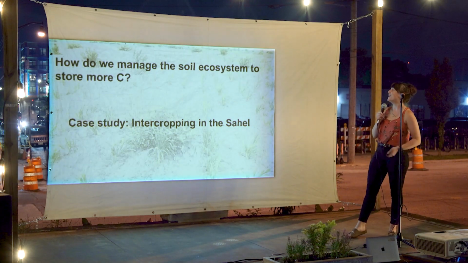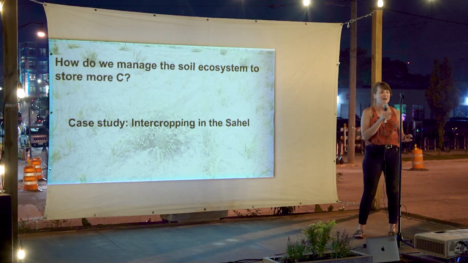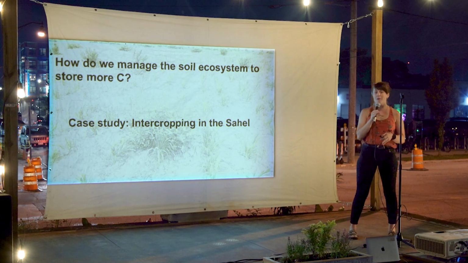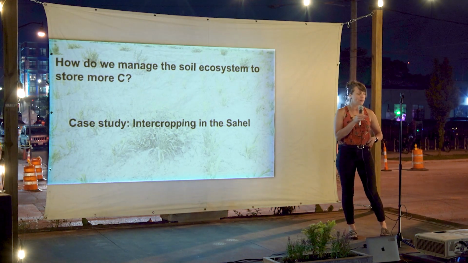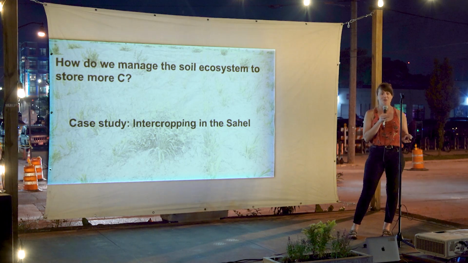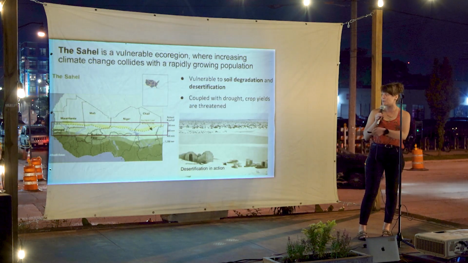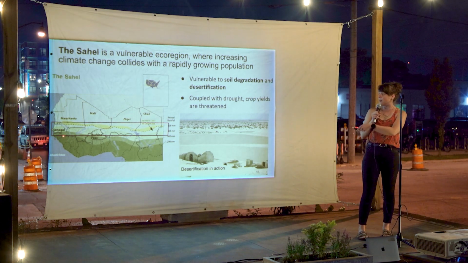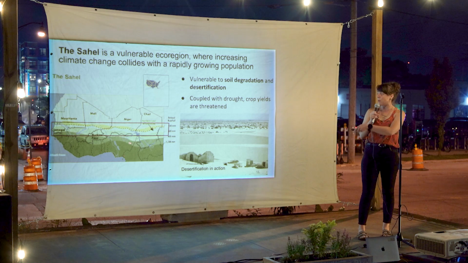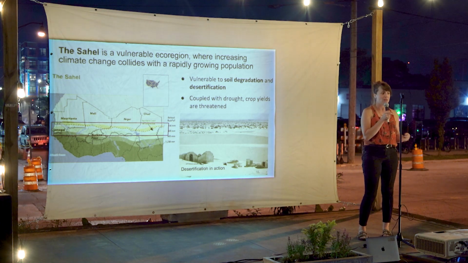Okay, so how do we manage the soil ecosystem so we can store more carbon? And for this, I'm going to be talking about part of my research and part of my lab's research over the past 20 years in Senegal in what we call an intercropping system in the Sahel. So the Sahel is this vulnerable ecoregion. It is between the Sahara Desert up here and the grasslands and tropical rainforest down here. And the Sahara Desert is moving south yearly with climate change.